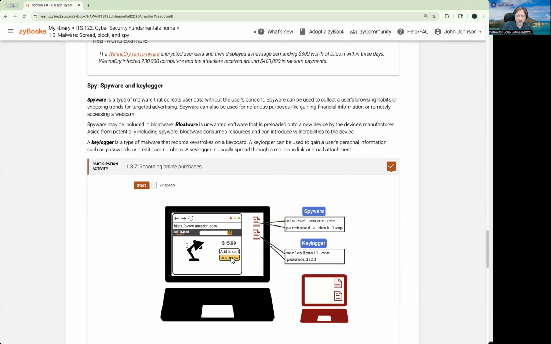So there's a lot of bloatware out there, and some of it may actually include spyware. People don't like bloatware because it's consuming resources. It can also introduce vulnerabilities onto the device. So that's bad in general.